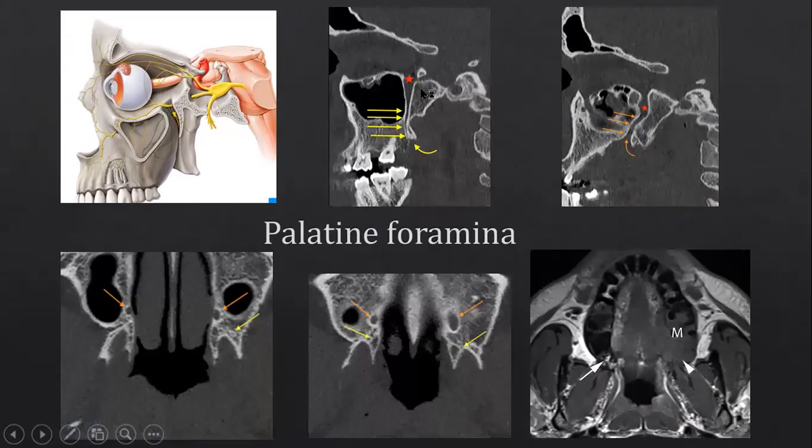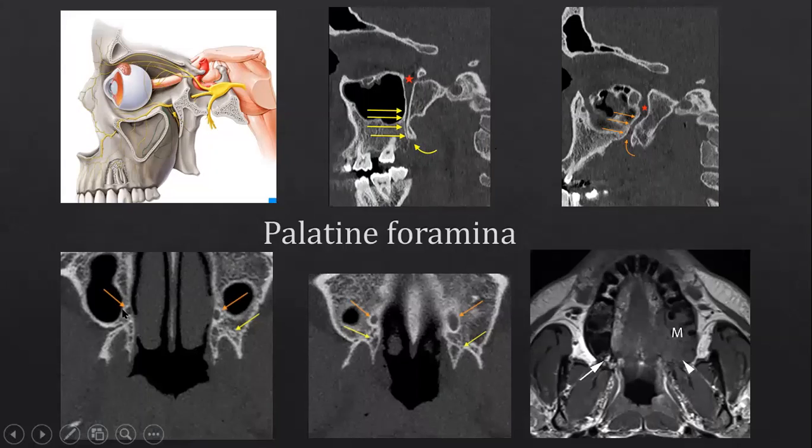And the pterygopalatine fossa, we said, communicates posteriorly. It also communicates inferiorly. It transmits branches to the palate. It transmits branches to the infraorbital foramen, but also transmits branches to the palate, and these are called the palatine foramina. And this is a greater, and this is the lesser palatine foramen here, the bigger and the smaller one. And this is on the axial view.